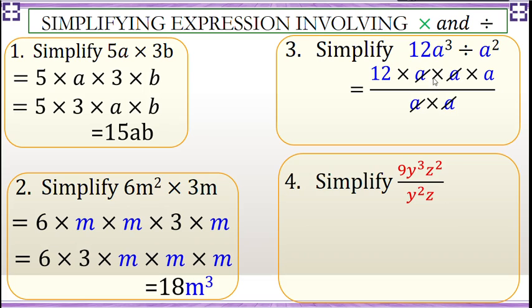So I can cancel out these 2 a's, and I'm left with only 1 a, and 12 times a will give you 12a. So that's how we simplify when it's division. Then let's look at the last one.